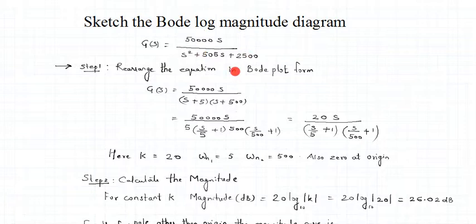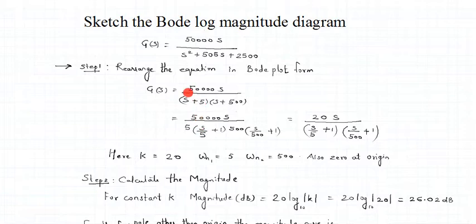When we do the factorization, we find two factors, which is (s plus 5) into (s plus 500). So (s plus 5) into (s plus 500) gives me the denominator term s square plus 505s plus 2500. So first thing that we did is factorize this, and now we want this denominator, which is in the form of s plus omega n, in the form of s by omega n.